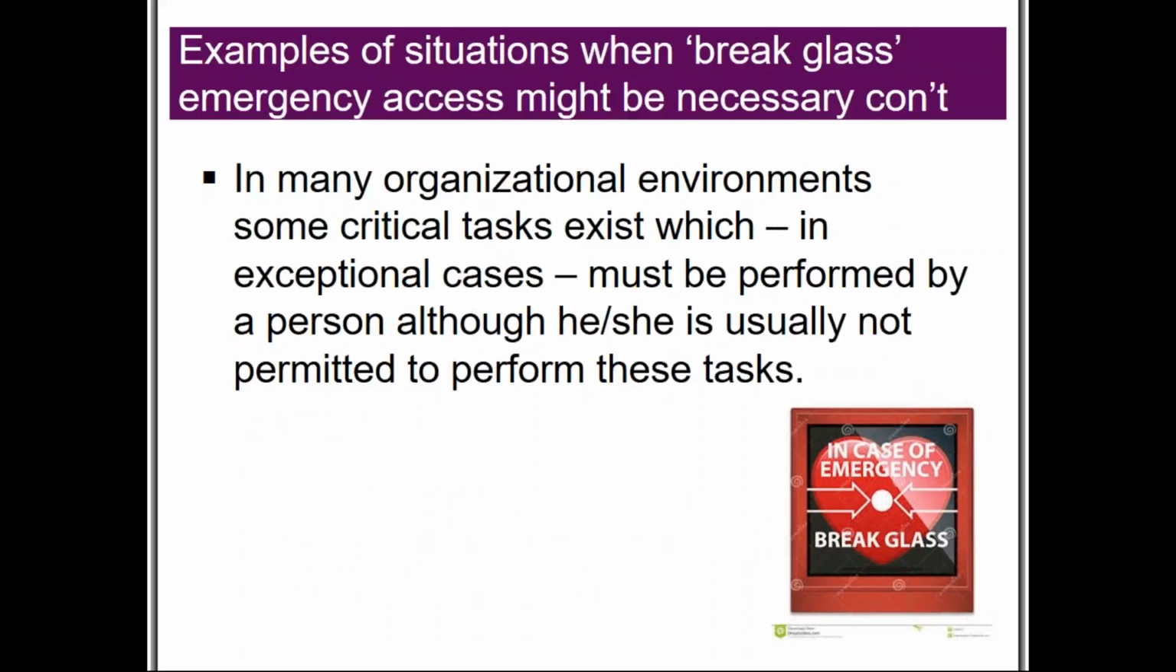So, as I was saying, in a lot of organizational environments, some critical tasks exist which, in exceptional cases, which is what we're talking about, have to be performed by a person, although that person is usually not permitted to perform those tasks on a usual basis, right? So I told you I was going to give you an example. For example, if a deadline is about to expire and you have a senior lawyer who is not available, and you have a junior lawyer, that junior lawyer might be authorized to submit a written objection to the court in order to avoid damage to the company, for instance.